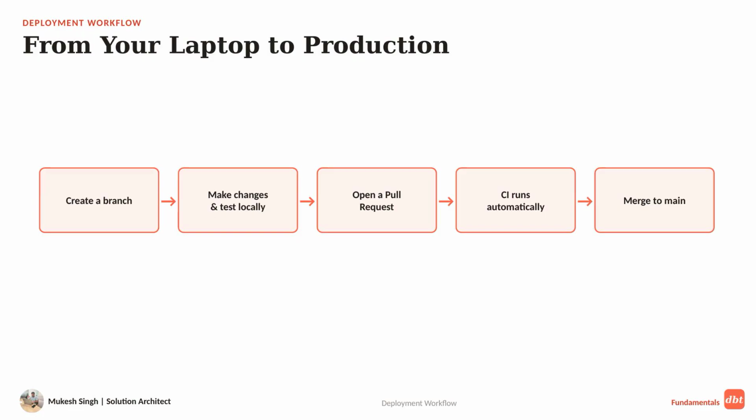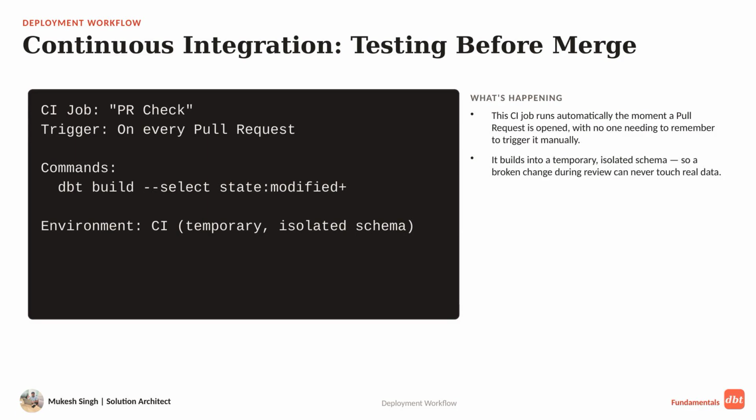Notice that nothing reaches production without passing through an automated check first. This is the same fundamental pattern behind almost every modern software deployment process, dbt projects included, just applied to SQL instead of application code. This is what a continuous integration job looks like.